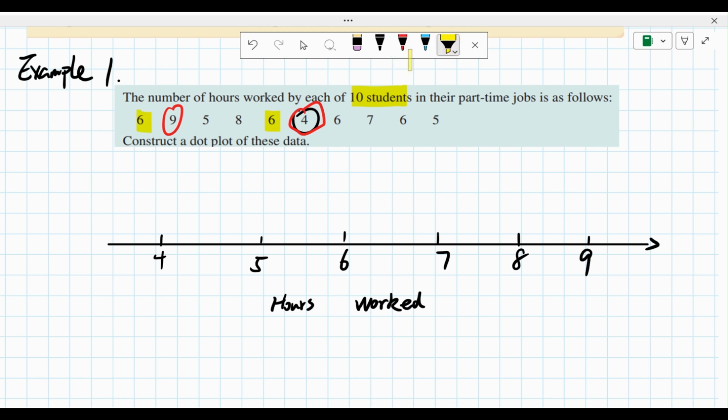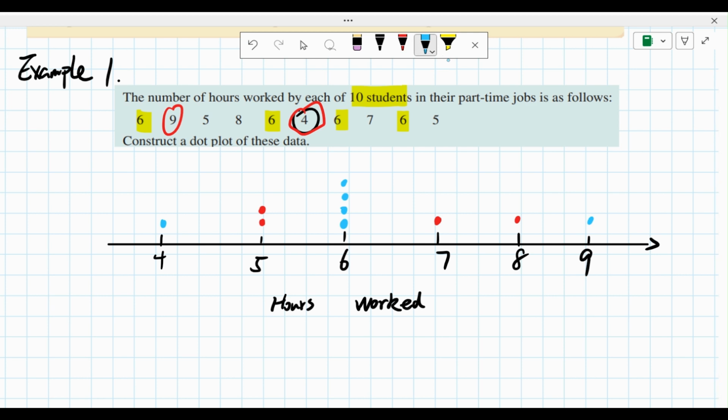All right, perfect. And then let's count how many 6s we have. 1, 2, 3, and 4. Perfect. We have 4, so we do 4 dots. 1, 2, 3, and 4. And how many 5s we have? There's only 2, so we do 2 dots. 1, 2. And 4 is only 1. And 7 only has 1. And then 8 is 1. And 9 is 1.